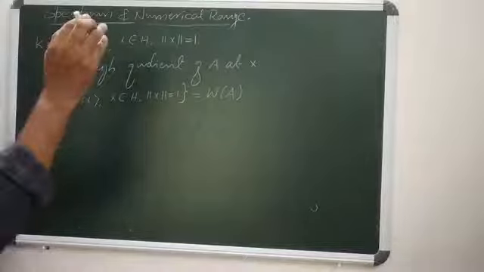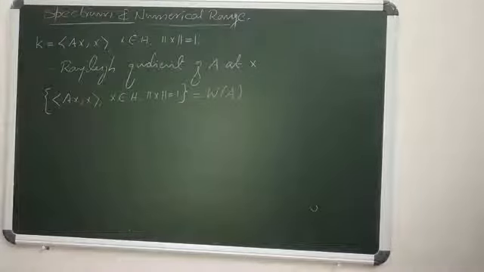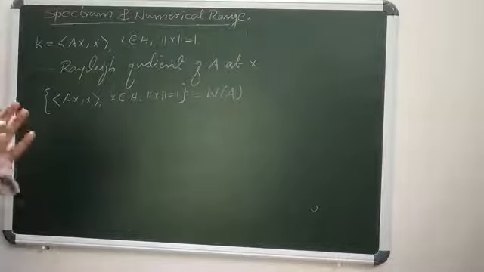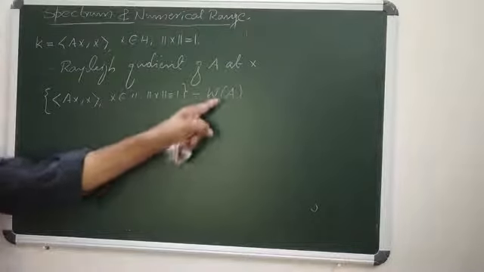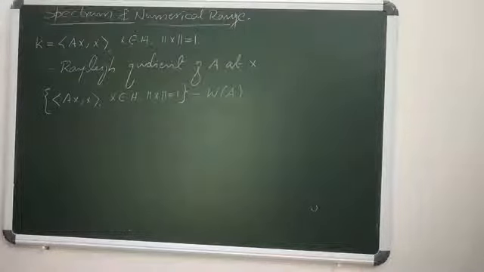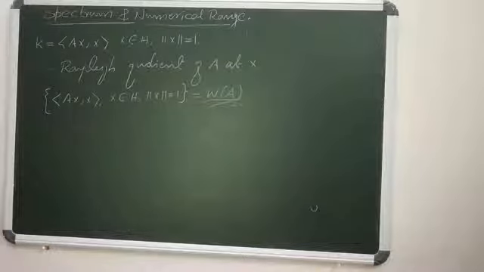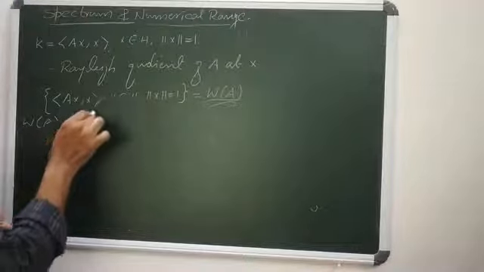So this K is a scalar quantity. The scalar K equals the inner product of Ax and x for x in H with norm x equals 1, and is known as the Rayleigh quotient of A at x. The set of all these Rayleigh quotients is known as the numerical range of A and is denoted as W(A). Clear? Then here we see that this W(A), the numerical range of operator A, is always a bounded subset.